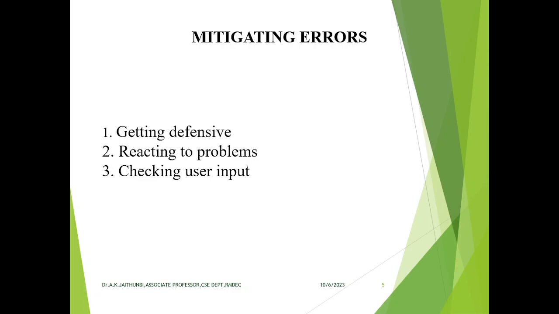So far, here we saw preventing actions that you can take to stop bugs making their way into your solution. The bad news is that your finished solution will very likely contain bugs despite your best efforts. The good news is that steps exist for you to take against errors. The following sections examine what you can do to mitigate their effects. Right? The first one is getting defensive. Second one is reacting to problems, and the third one is checking user input.